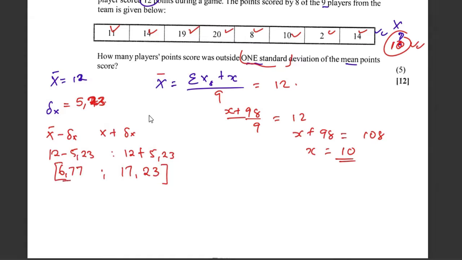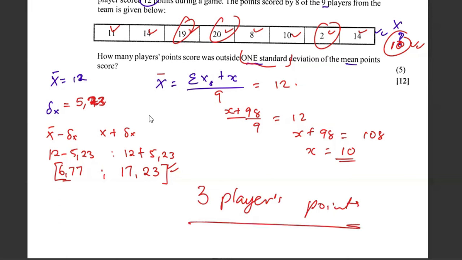So how many data pieces are outside of this interval? So below 6.77, I have a 2. Okay. And then above the 17 mark, I have 19. And then I have 20, meaning that how many players' points? So 3 players' points are outside. Okay, so that is how the 5 marks would have been claimed.